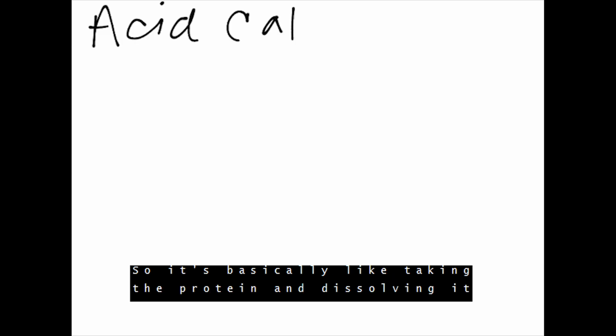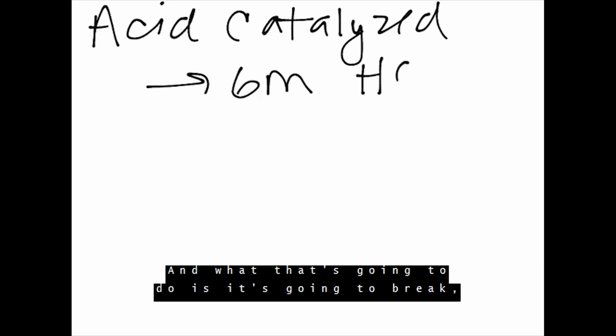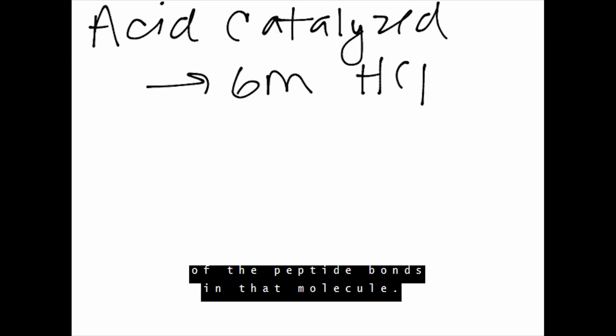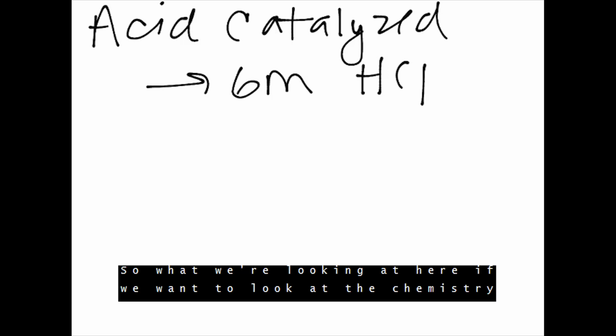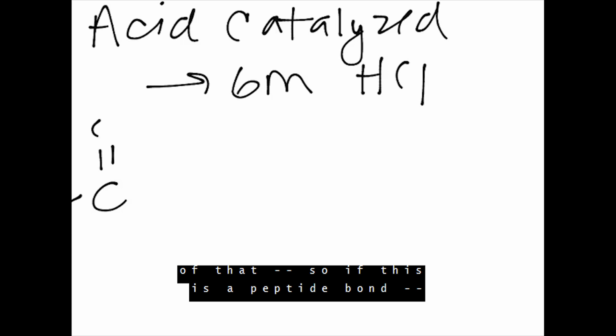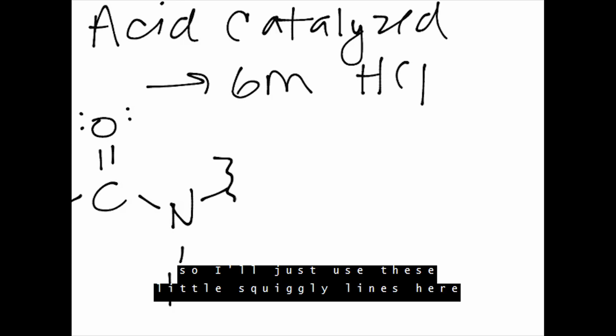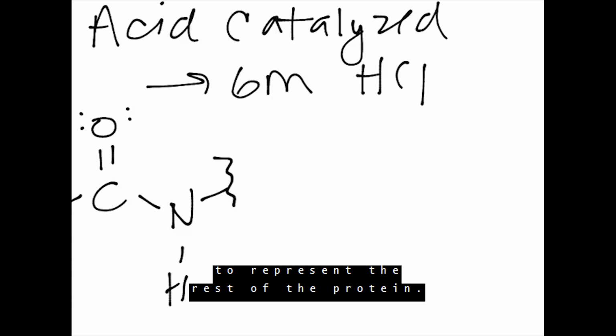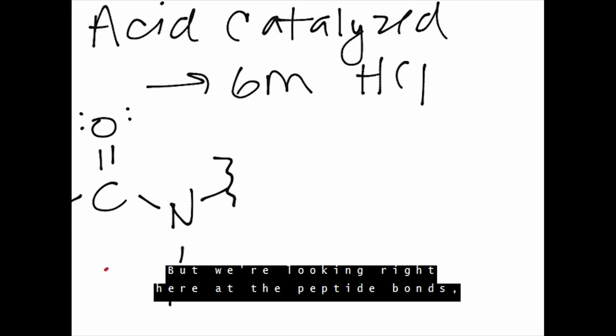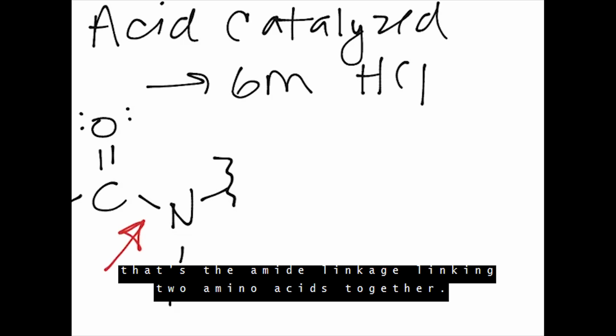So it's basically like taking the protein and dissolving it in something like 6 molar HCl. And what that's going to do is it's going to hydrolyze all of the peptide bonds in that molecule. So they're all going to break apart. So what we're looking at here, if we want to look at the chemistry of that, so if this is a peptide bond, I'll just use these little squiggly lines here to represent the rest of the protein. But we're looking right here at the peptide bond. So that's the amide linkage linking two amino acids together.